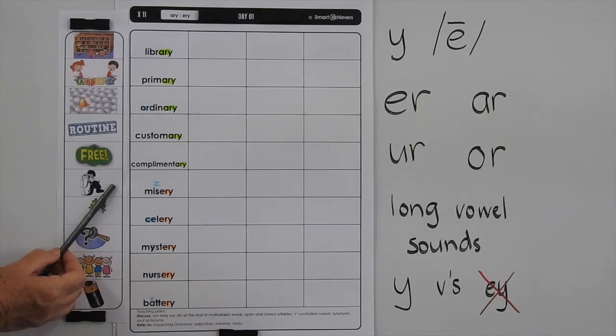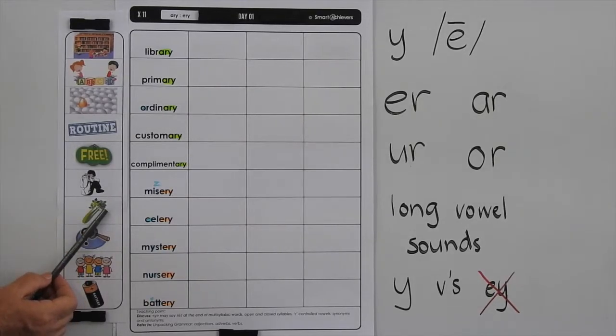Misery means suffering. Celery is a plant with edible leaf stalks. It's often used in salads or as a cooked vegetable. A mystery is an enigma. Nursery could be a room in a house for young children, and it could also be a place where plants and trees are grown for sale. And a battery is a container which has a cell inside which provides energy in the form of electricity as a source of power.